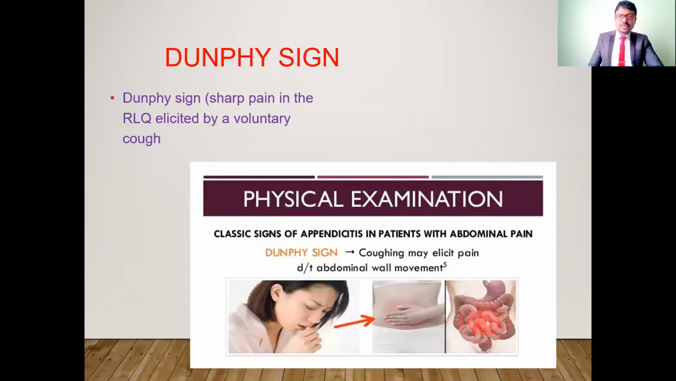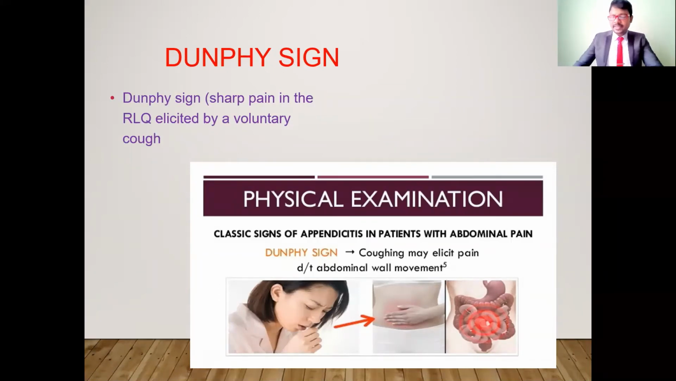And also the next sign is going to be the Dunphy sign. The Dunphy sign is when the patient voluntarily coughs, and the pain in the abdominal walls increases. The pain is aggravated. So this sign is indicating appendicitis.